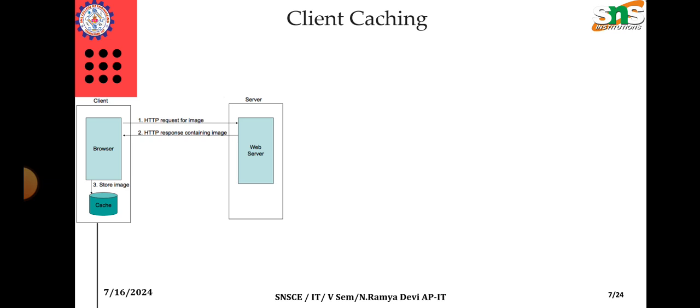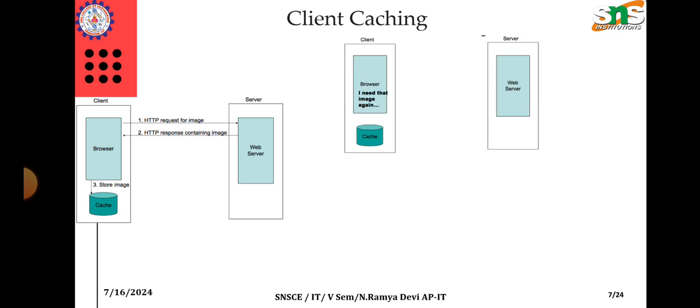So this is the diagram behind client caching. Here there is a client and the server. The client makes an HTTP request for an image. The response will come back from the HTTP web server. So the image will be stored in a cache. First it will check in the cache memory. If it is not available, then it will go to the web server for processing the request.